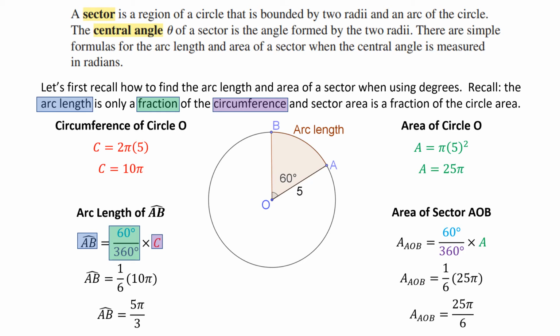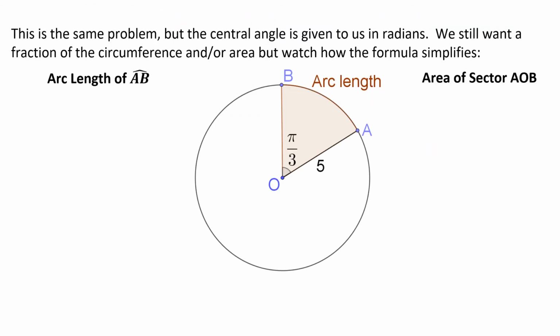We can find decimal approximations, but the idea is to keep in mind that if we know the formulas for circumference and area, we just multiply by the fraction of the central angle over 360 to get our results.